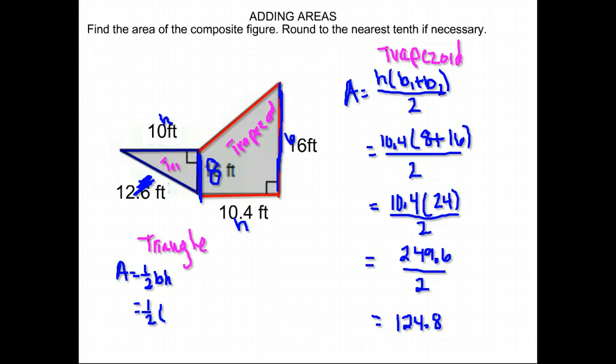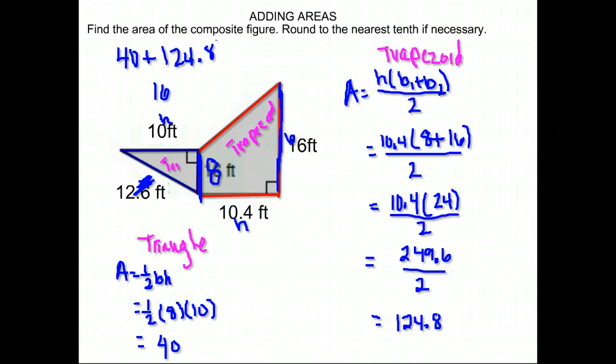So I put those into my formula. I have 1/2 base times height. So the base is 8 and the height is 10. It gives me 80, and 1/2 of 80 is 40. Okay, so we found both areas. Now we can find the total area by adding those together. So we add the triangle, which was 40, to the trapezoid, which is 124.8, and we're good. It's 164.8.